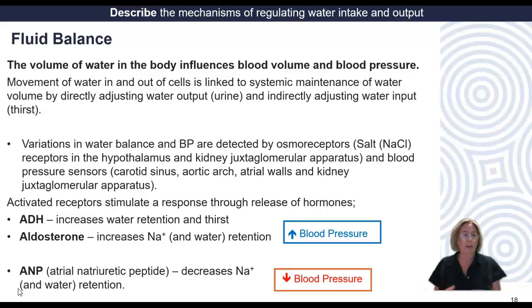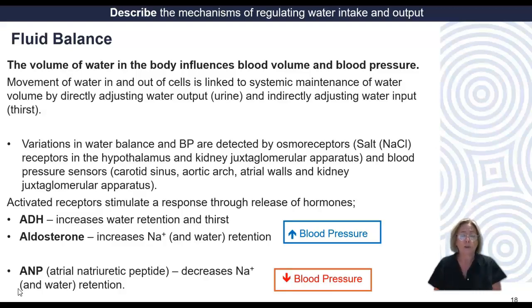So in terms of fluid balance, the volume of water in the body influences blood volume and blood pressure. And movement of water in and out of cells is linked to systemic maintenance of water volume by one of two things. Directly adjusting water output. So here we're talking about excretion of high volumes of dilute urine if you've taken lots of water in, or low volumes of concentrated urine when there hasn't been any water available, or you're dehydrated. And indirectly by adjusting water input. So we are going to talk about thirst stimulation.